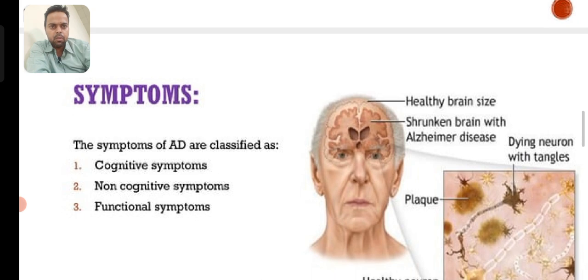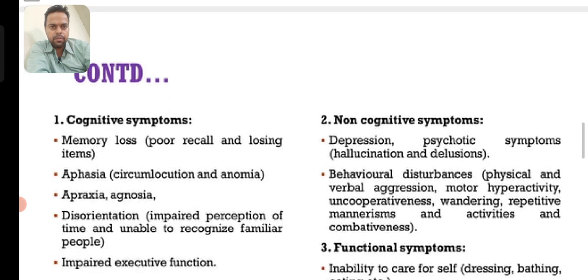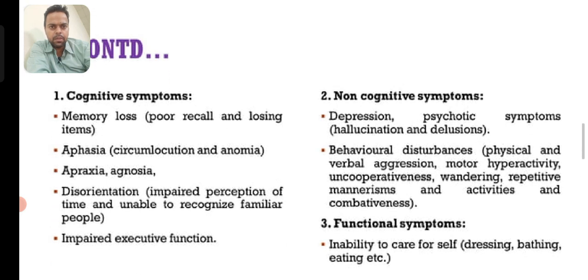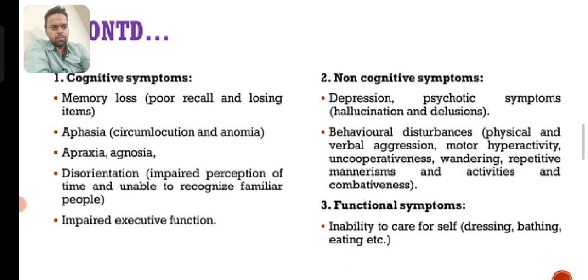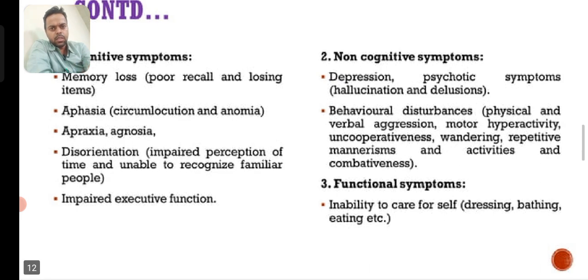Symptoms are cognitive symptoms, non-cognitive symptoms, and functional symptoms. Cognitive symptoms include memory loss, aphasia, apraxia, disorientation, and impaired executive function. Non-cognitive symptoms include depression, psychotic symptoms, and behavioral disturbance. Functional symptoms are inability to care for self. So these are Alzheimer's disease, its etiology and symptoms.